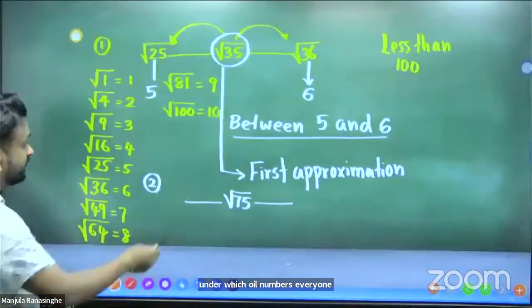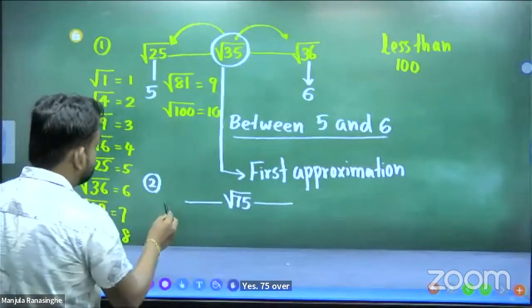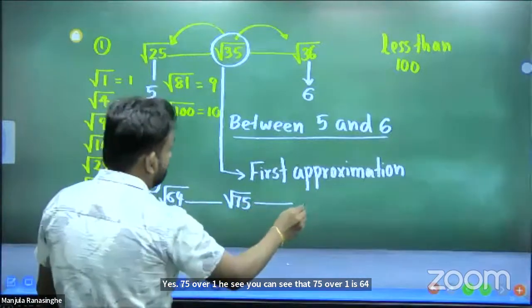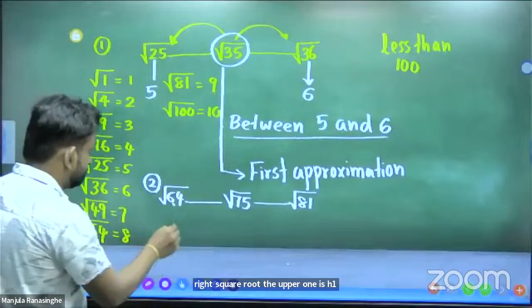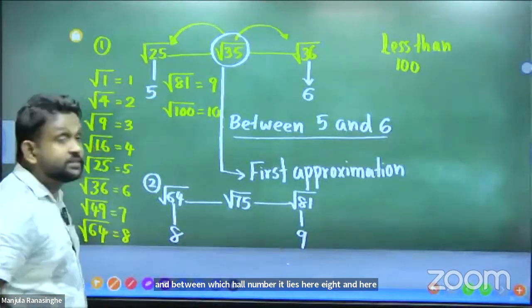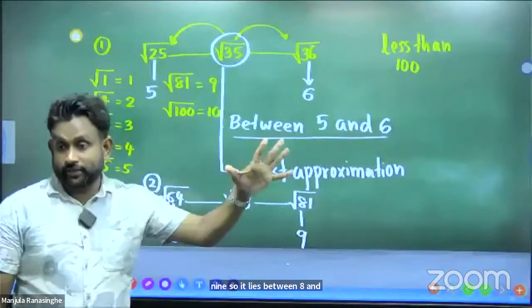Yes, the square root of 75 is here. You can see that the square root of 64 is 8, and the upper one, the square root of 81, is 9. So between which numbers does it lie? Here 8 and here 9. So it lies between 8 and 9, which means this value is 8 point something.